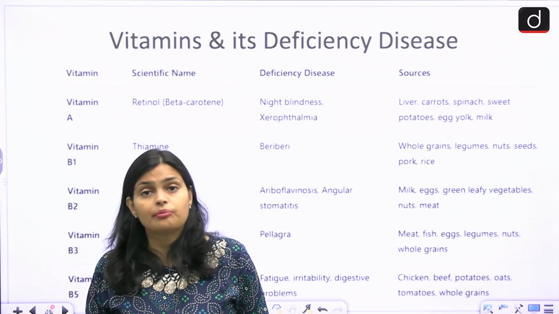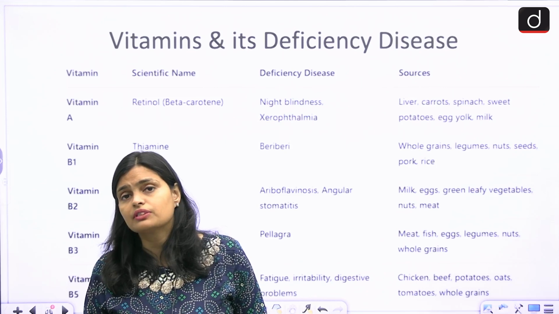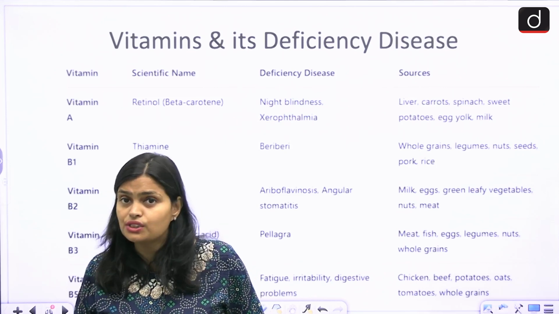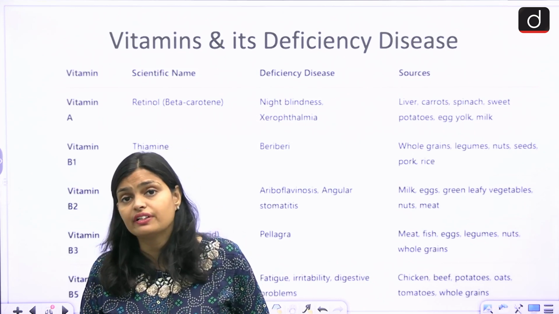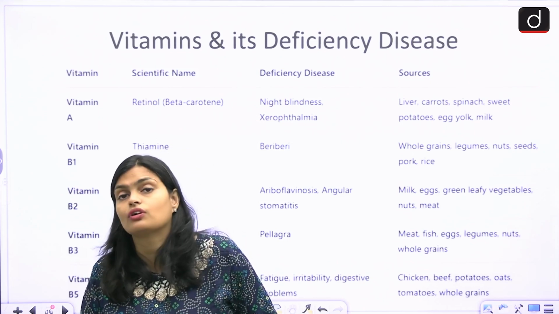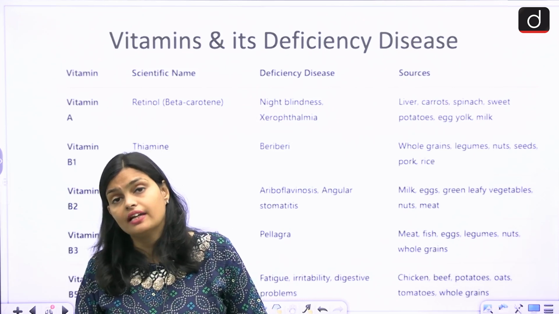So just try to remember this point. Fat soluble vitamins do not replenish every day, but water soluble vitamins replenish every day. So you need to take water soluble vitamins every day.